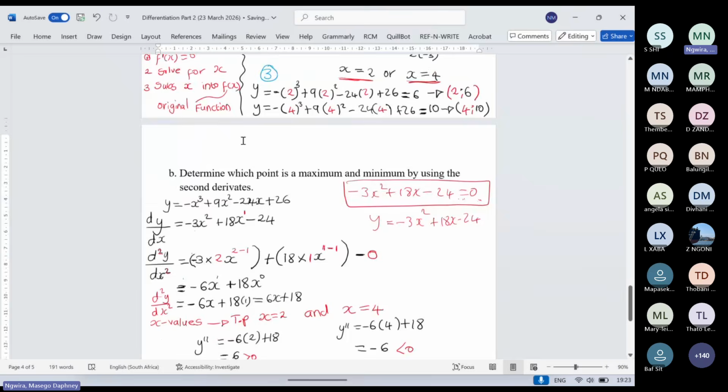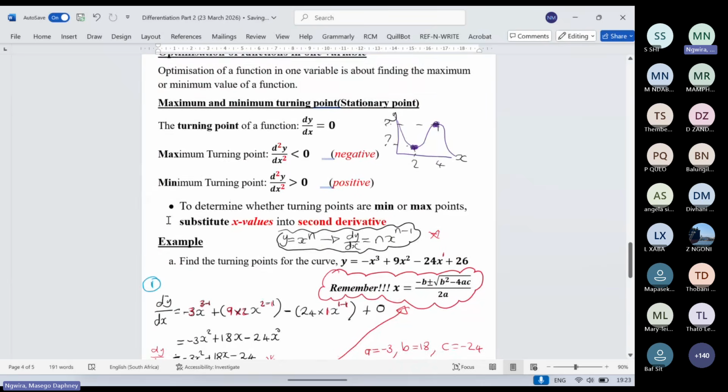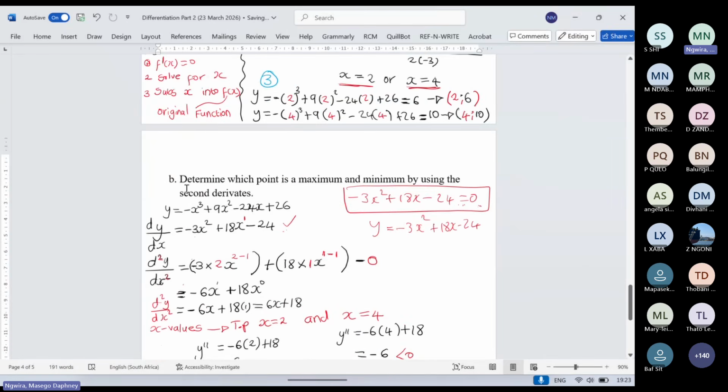The rule says, let's derive it from the beginning. This is the first derivative. Do you agree that this is the first derivative? Yes. And then here it says that to determine whether turning points are minimum or maximum, substitute your x values into the second derivative. So for me to answer number B, I must look for my second derivative. When you're looking for the second derivative, you first find the first derivative, and then you find the second derivative.